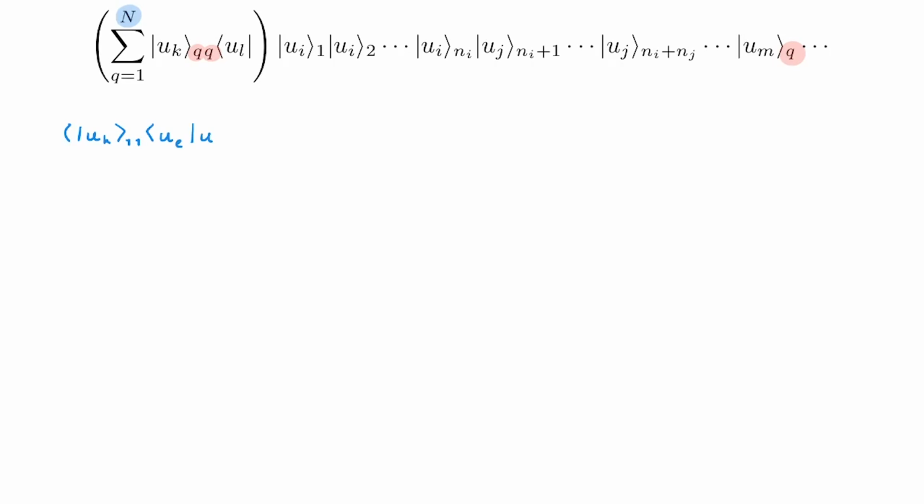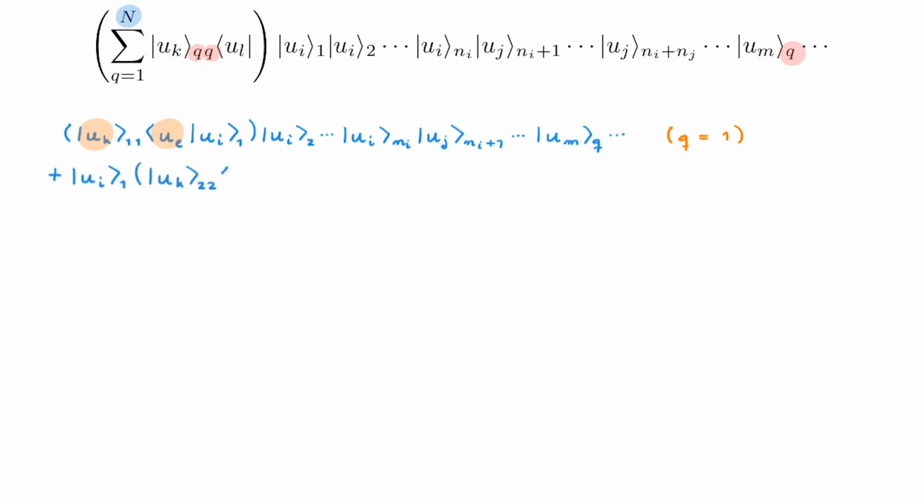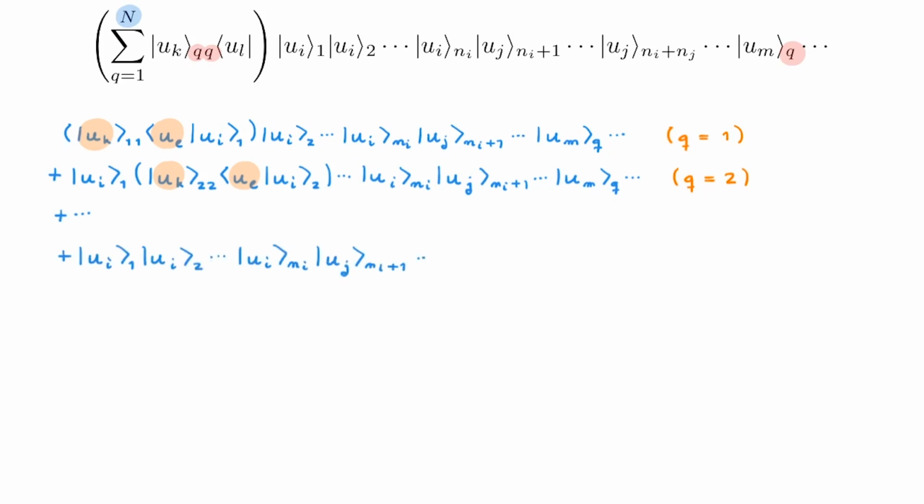In the first line I write the term which acts on the single particle state associated with state space V1. It corresponds to the Q equals 1 term in the sum, so the UK-UL outer product is acting on the first particle here. The second line is the term in the sum acting on the single particle state associated with V2, and it corresponds to Q equals 2, so that the UK-UL outer product is acting on the second particle. And then a general term gives us the action of the operator on the single particle state associated with VQ, and corresponds to the qth line, and so on. Each line corresponds to a term in the sum over Q, so there are a total of n lines.